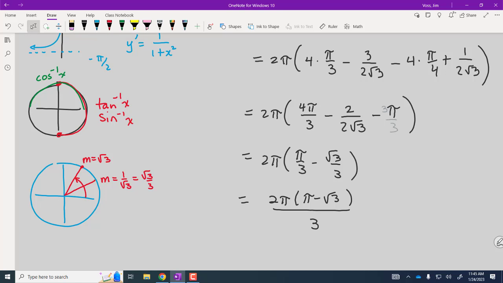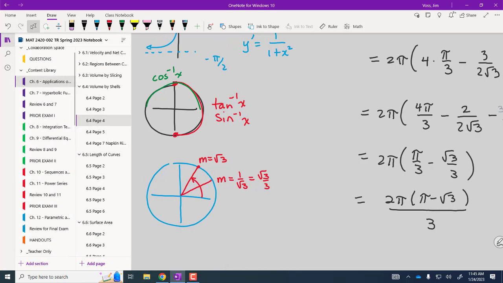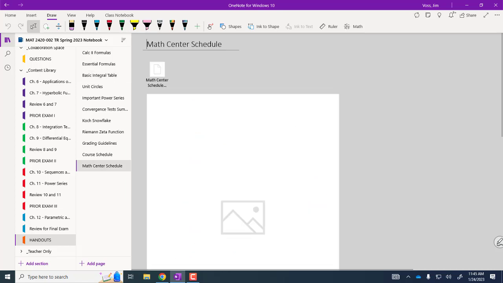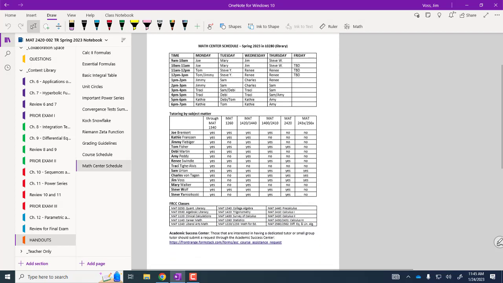Oh, both. Yeah, both. And then I'm in the Math Center on Wednesdays from 9 to 11, tomorrow morning, 9 to 11. The Math Center is down in the library, L2E. So in the schedule, I have it up here. If you go to handouts, right here, the Math Center schedule is right there.